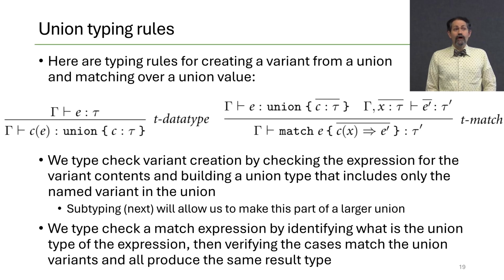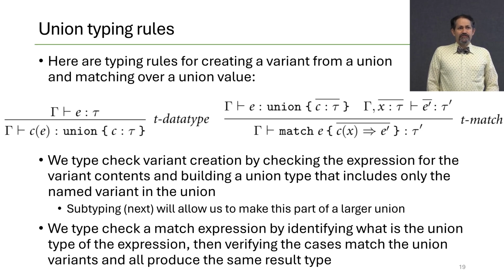How do we type unions? Well, here are typing rules for creating a variant from a union and matching over a union value. When we create a variant from a union, we type check the expression that's inside, and we find out that it has some type tau, and then we create a union that is just for that constructor C and the type tau. You may ask, well, aren't unions normally a union of multiple different constructors and types? That's true, but in fact subtyping will allow us to make this a part of a larger union in our theory, and we'll see the subtyping rules on the next slide.